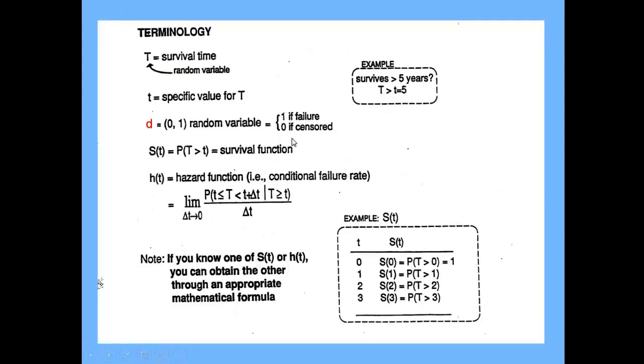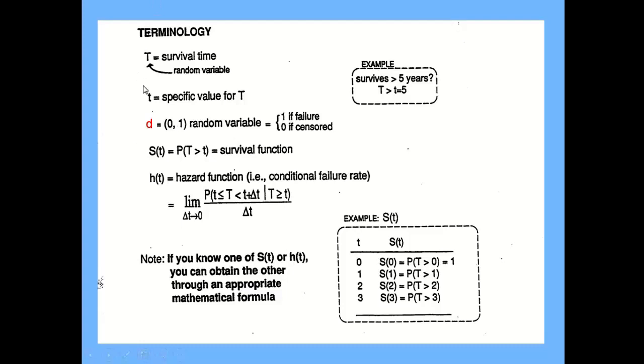Another key variable is whether or not they failed or were censored. So we're going to call that variable D. It's a 0-1 variable. It's 1 if you failed and 0 if you were censored. If you didn't fail during the time of the study, you don't know what happened to them, you were censored. It's true they didn't fail, but you don't know what their true survival time is. So we're going to call that variable D.